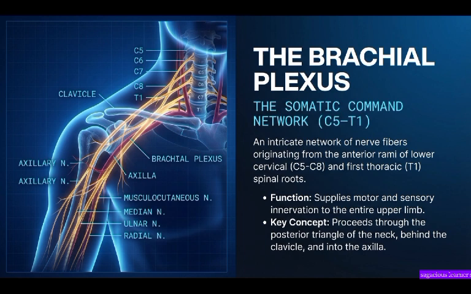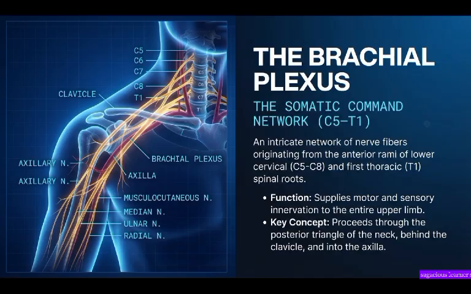So what is the function of the brachial plexus? It supplies motor and sensory innervation to the entire upper limb. Its key course is that it proceeds through the posterior triangle of the neck, behind the clavicle and into the axilla. So they originate from the region of the posterior triangle of the neck, proceed behind the clavicle and into the axilla, and the axilla is the armpit.